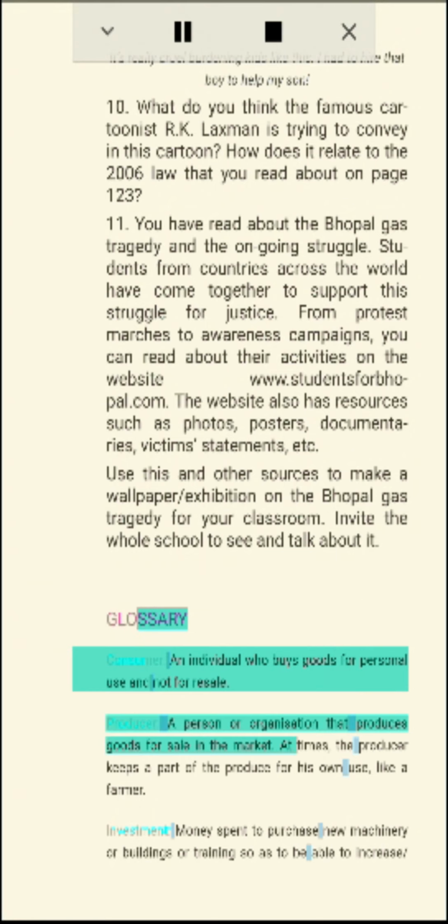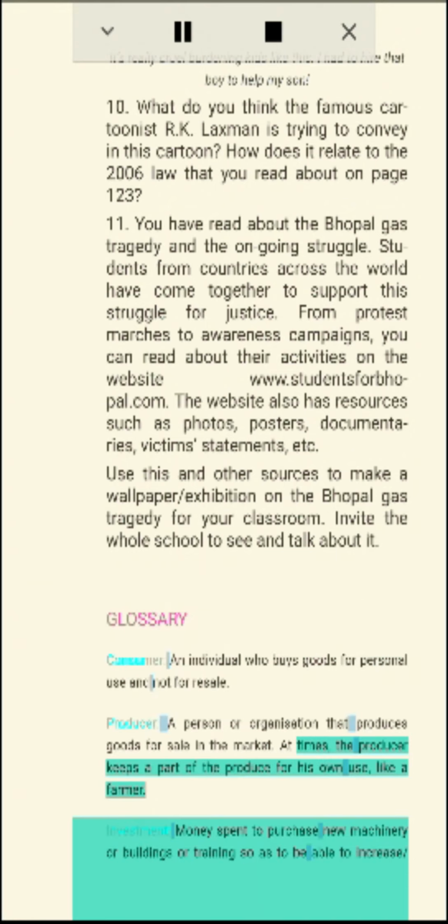Glossary: Consumer, an individual who buys goods for personal use and not for resale. Producer, a person or organization that produces goods for sale in the market. At times, the producer keeps a part of the produce for his own use, like a farmer. Investment, money spent to purchase new machinery or buildings or training so as to be able to increase and modernize production in the future. Workers' unions, an association of workers.